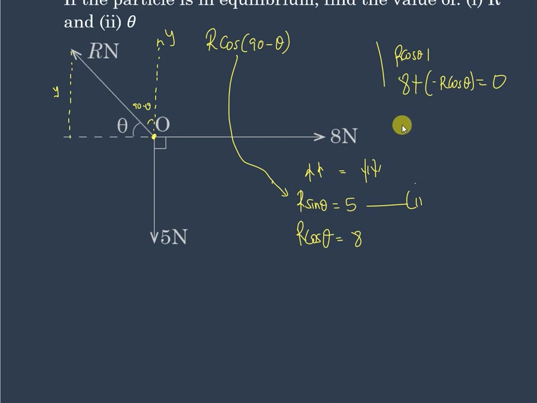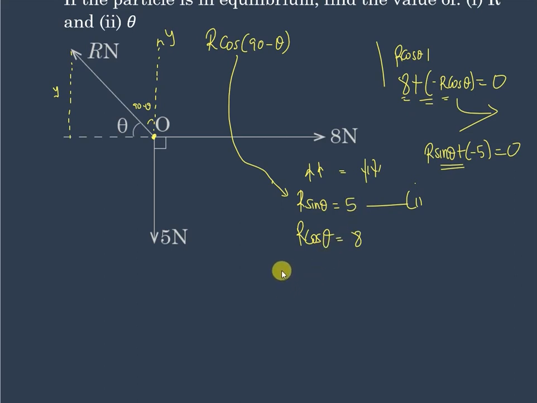The algebraic sum of the forces in any direction is equal to 0. So horizontally, this is 8, then r cos theta is towards the left, so we have it as negative. When you work that out, you come to this expression: 8 equals r cos theta. The same applies to the first one. Vertically, you have r sin theta plus negative 5, which is acting downwards, giving 0. This is the algebraic summation we are talking about.